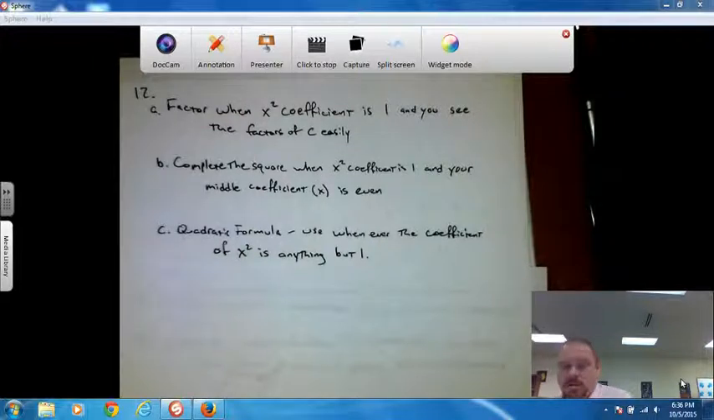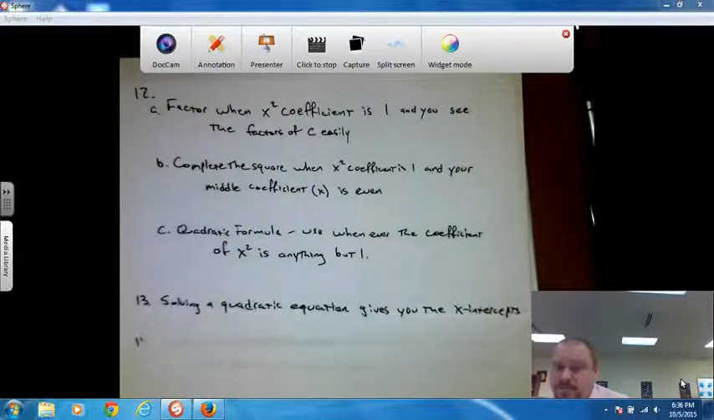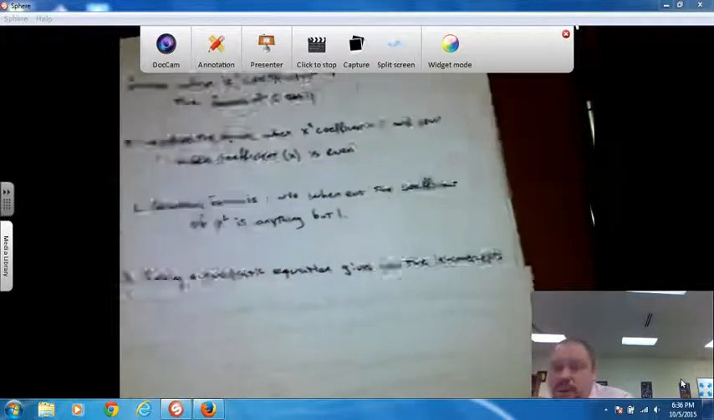Number 13 says, when you solve a quadratic equation, what information does that give you about the graph of the quadratic? Well, when you solve, what you're actually finding are the x-intercepts, because that's where it equals 0.